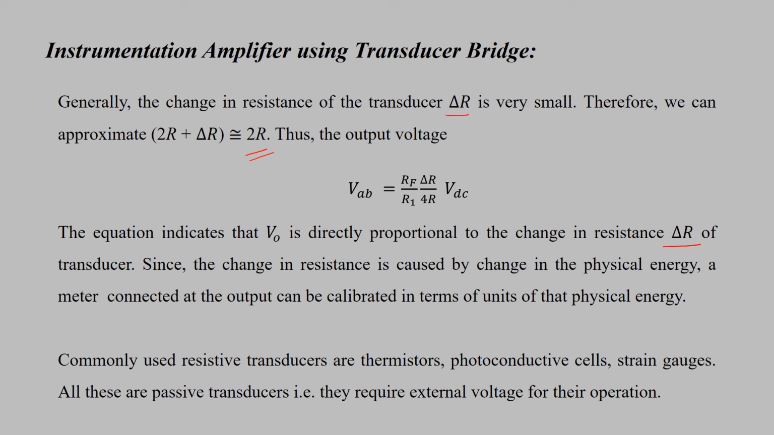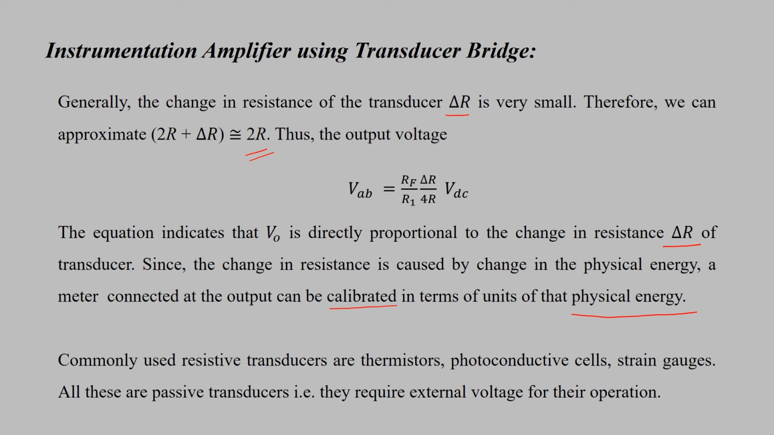Now, since the change in resistance is caused by the change in physical energy, a meter can be connected at the output and be calibrated in terms of the units of that very physical quantity. So, the commonly used resistive transducers are thermistors, photoconductive cells, strain gauge. All these are passive transducers, that is, they require external voltage for their operation.